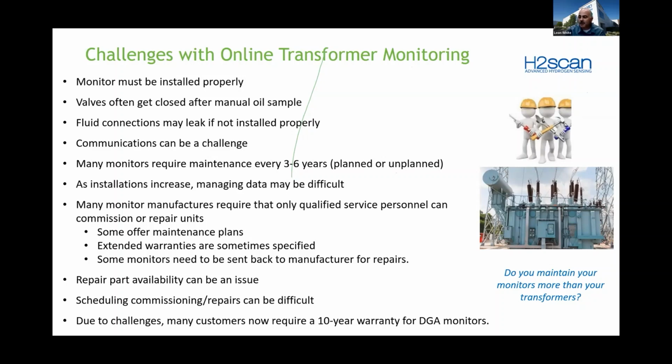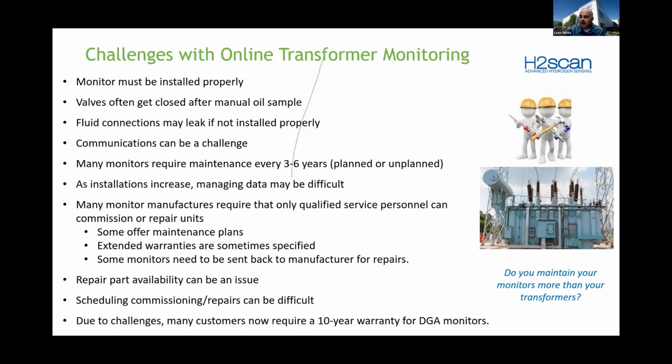Many monitor manufacturers require that only qualified service personnel can commission or repair units. So this, again, is very important when you're going into a major monitoring plan. You want to make sure that if maintenance is required, you may want to consider maintenance plans and have the manufacturer come out and perform maintenance on a regular basis or do a monitor checkup.